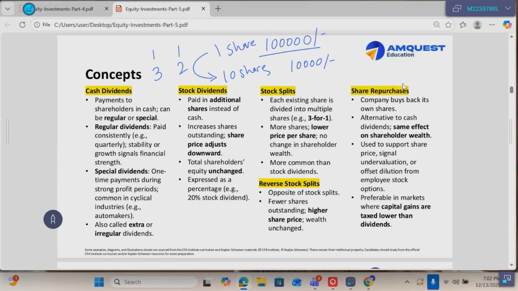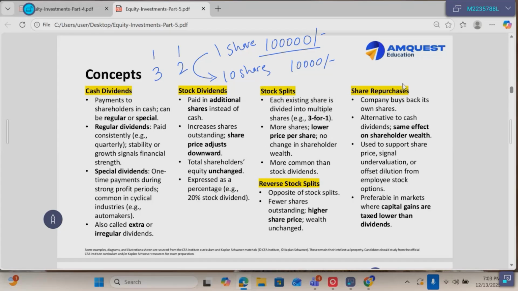So each existing share is divided into multiple shares. You are getting more shares. Again, the price is going to be adjusted. There is absolutely no change in your wealth. Earlier you had one share, value was 1 lakh rupees. Now you are having 10 shares in your portfolio. The value is 10,000. 10,000 multiplied by 10 is again 1 lakh. So the value of your portfolio is also not changing over here.